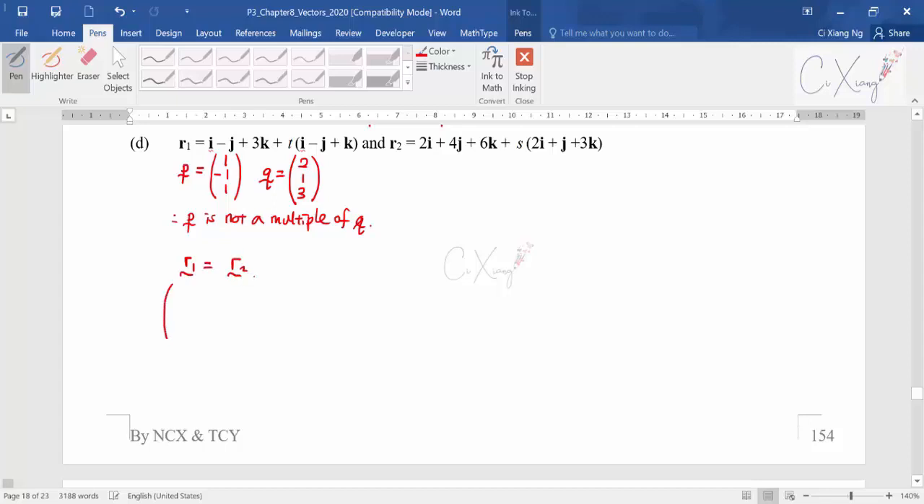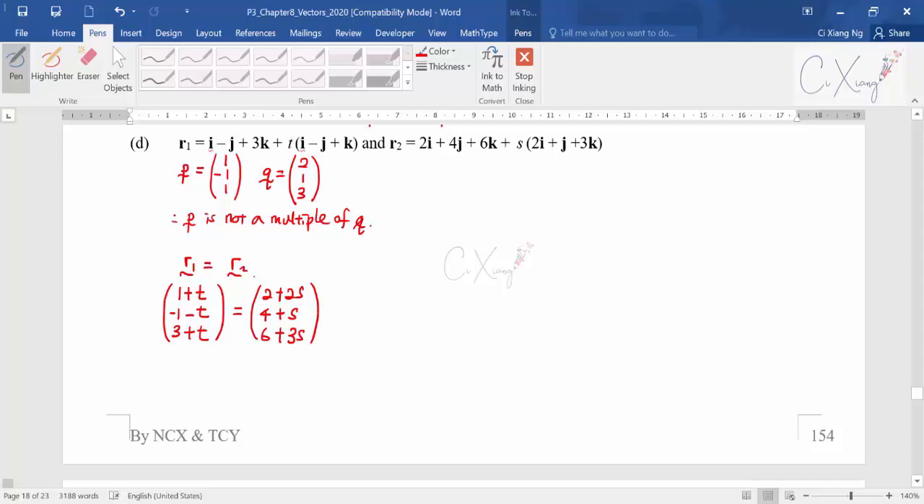Again, I'm using the column vector. R1: X is 1 plus T, Y is -1 minus T, and then Z is 3 plus T. And you let it equal R2. R2 is 2 plus 2S, and then 4 plus S, and also the third one is 6 plus 3S. So you let R1 equal R2.